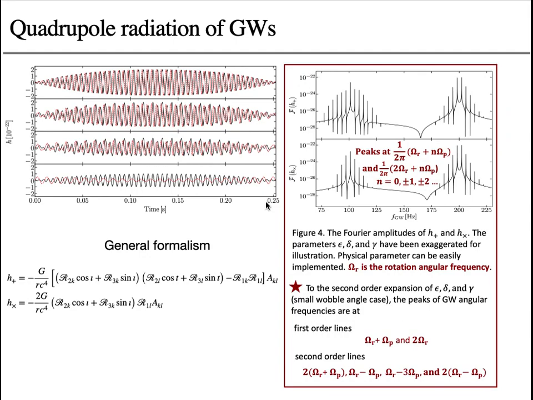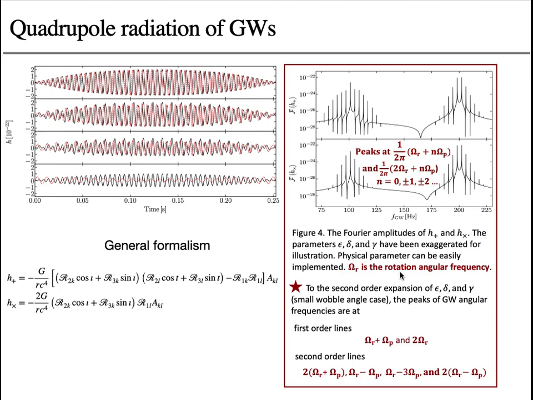As for the gravitational wave radiation, with this general formalism, we display both the time domain and frequency domain waveforms. Here are the Fourier amplitudes of h plus and h cross. The parameters epsilon, delta, and gamma have been exaggerated for illustration purposes. Physical parameters can be easily implemented.